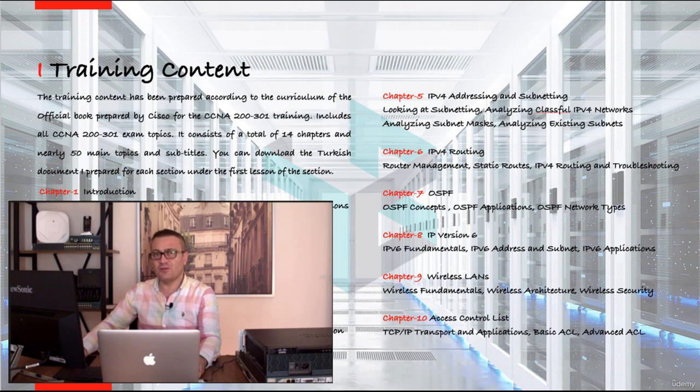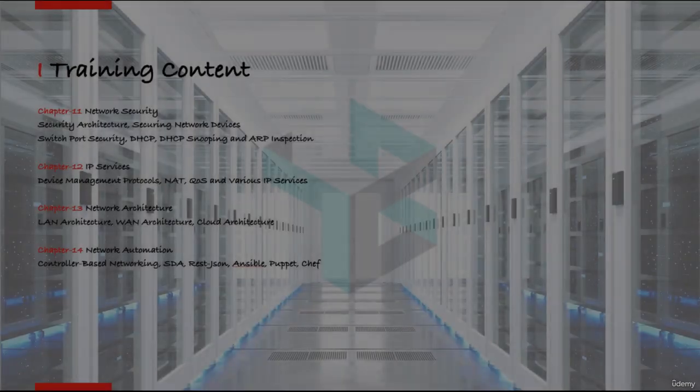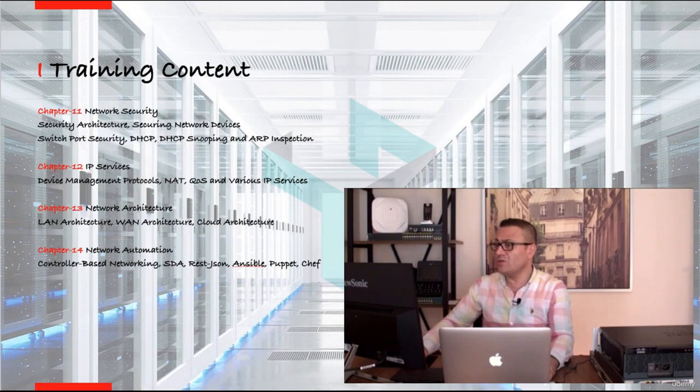Before starting the access control lists in the 10th chapter, we will review the transport and application layers in the TCP/IP networking model. After that, we will finish with the basic ACL configuration and extended access control lists. In Chapter 11, I will tell you about network security architecture, securing network devices, switch port security, DHCP server configuration, DHCP snooping and ARP inspection.